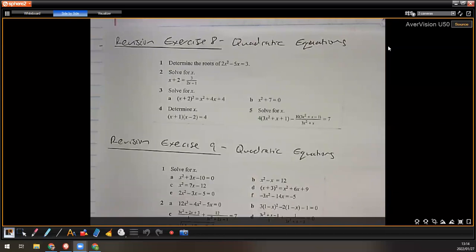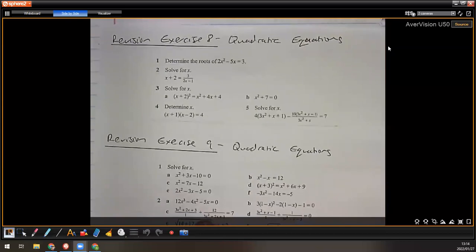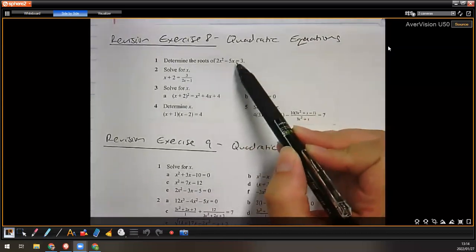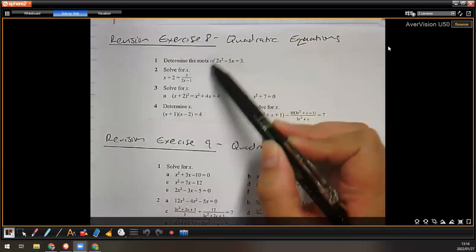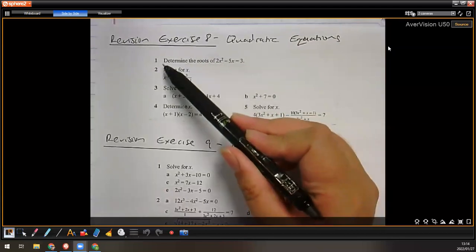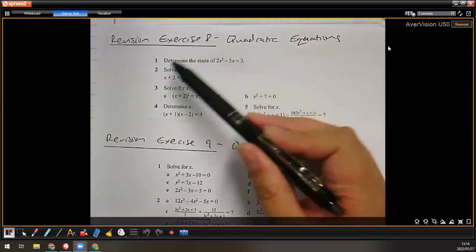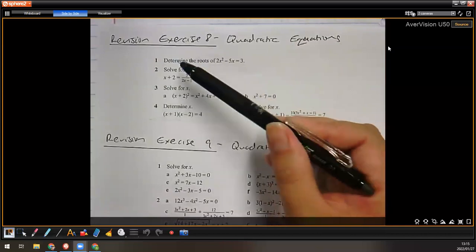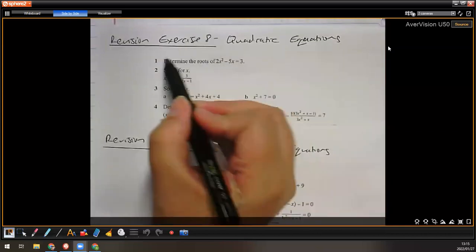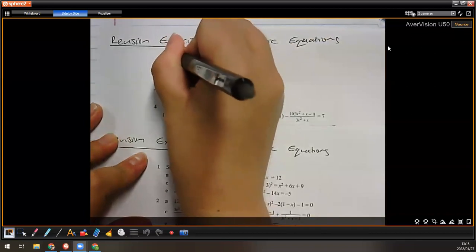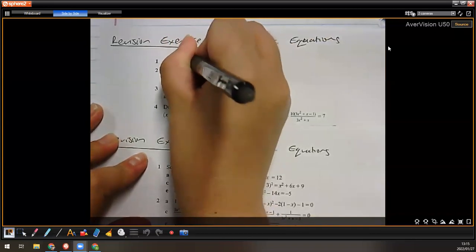Nature of roots, like we also did. Yes, thank you. Okay, so here for revision exercise 8, when they're saying in number 1, determine the roots of this, what is roots? Solutions, right? So when they say determine the roots of this equation, they're asking you to solve for x. This is just a different way of saying solve for x. So please just add it there, all right? Solve for x.